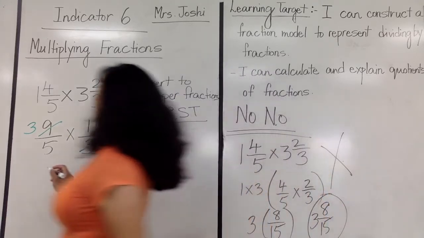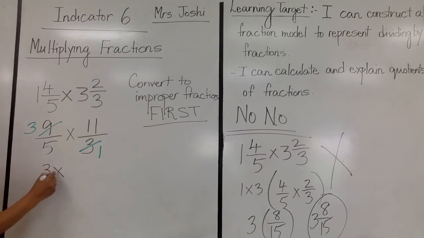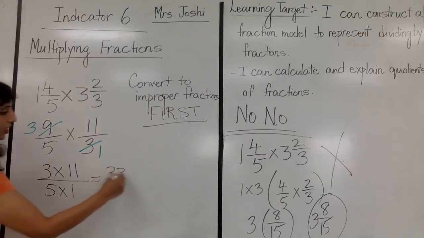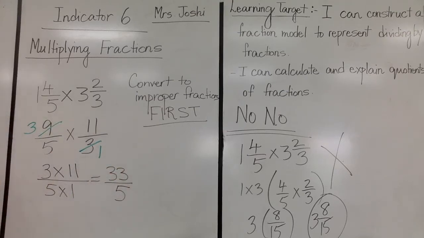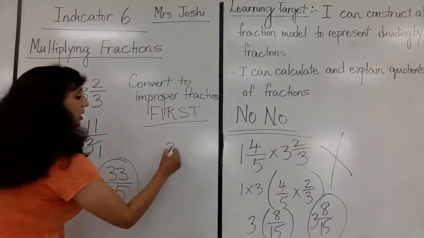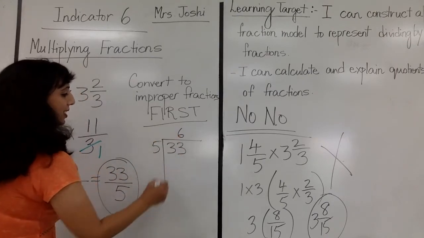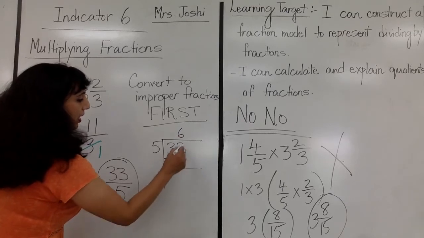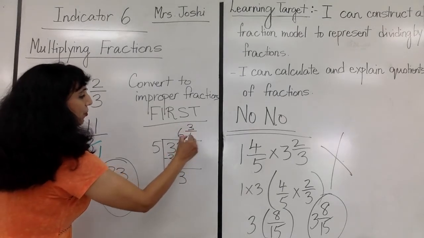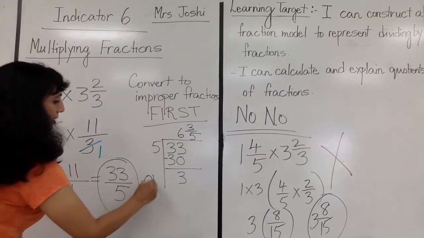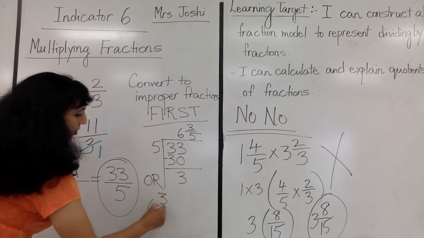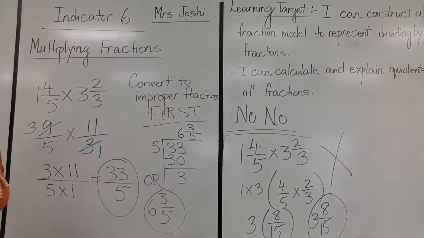Okay, so now we're going to do the next step, which is 3 times 11 over 5 times 1. And so I get 33/5 as my answer. And this cannot be simplified further. However, if I'm converting it to a mixed number, I'm doing 33 divided by 5, and I can see 5 times 6 is 30, and I get 3. So 6 and 3/5. So either this or 6 and 3/5 is the correct answer.